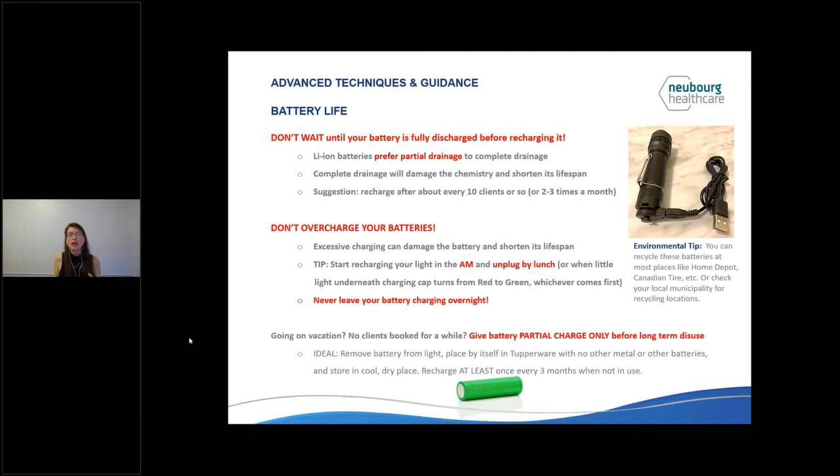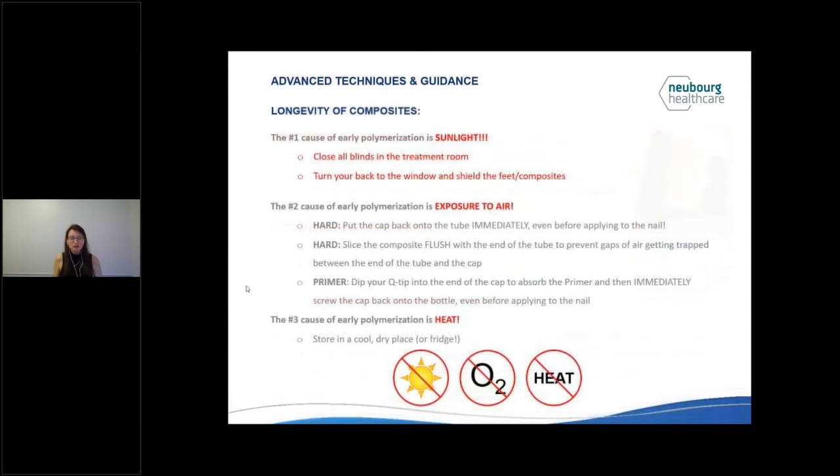Last little thing, if you're not going to be using your Onyfix light for a while, you're going on vacation or taking a little break or hiatus from work, take the battery out of the light and store it by itself in a Tupperware container with no other metal objects or no other batteries, so it's not touching anything end to end. And it's stored in a cool, dry place. And whether you're using it actively or not, do recharge it at least once every 3 months when not in use? Again, these are tips to help really give it an extra lifespan.